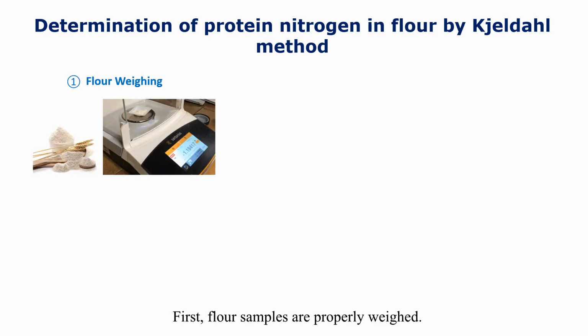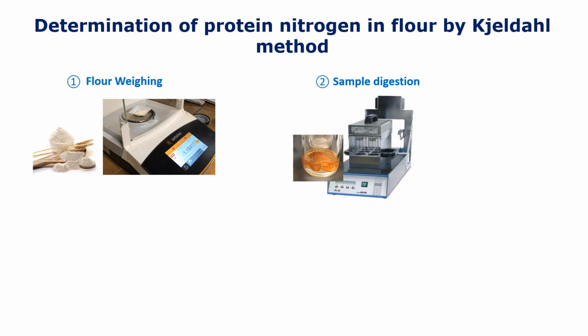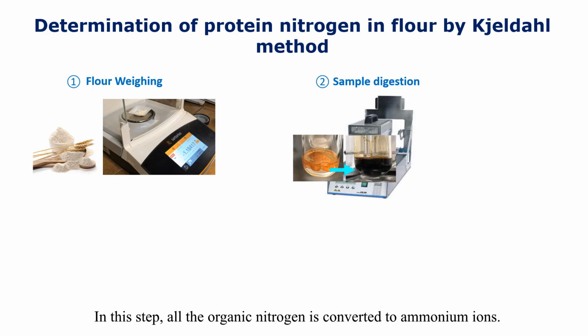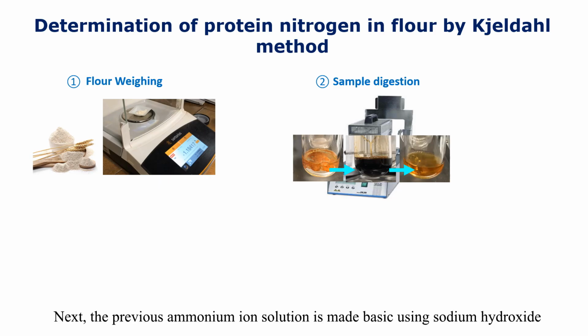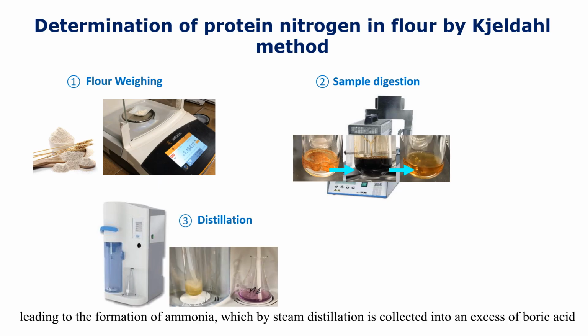First, flour samples are properly weighed. Then, the sample digestion step is carried out using boiling concentrated sulfuric acid and a catalyst. In this step, all the organic nitrogen is converted to ammonium ions. Next, the previous ammonium ion solution is made basic using sodium hydroxide, leading to the formation of ammonia, which by steam distillation is collected into an extract of boric acid.